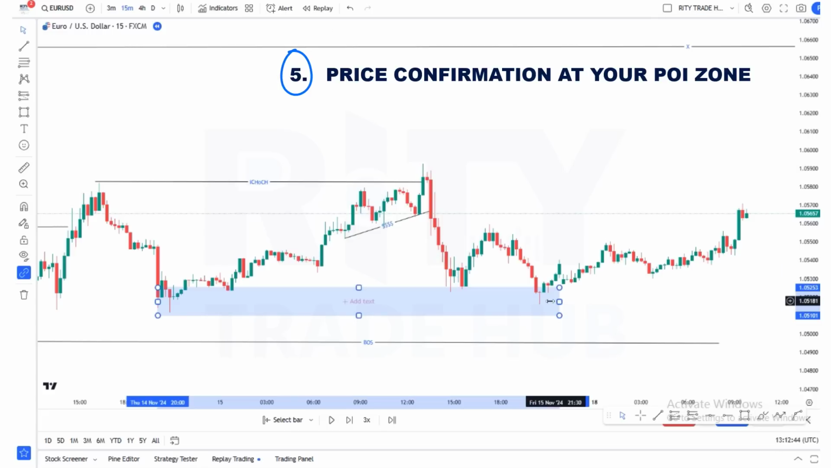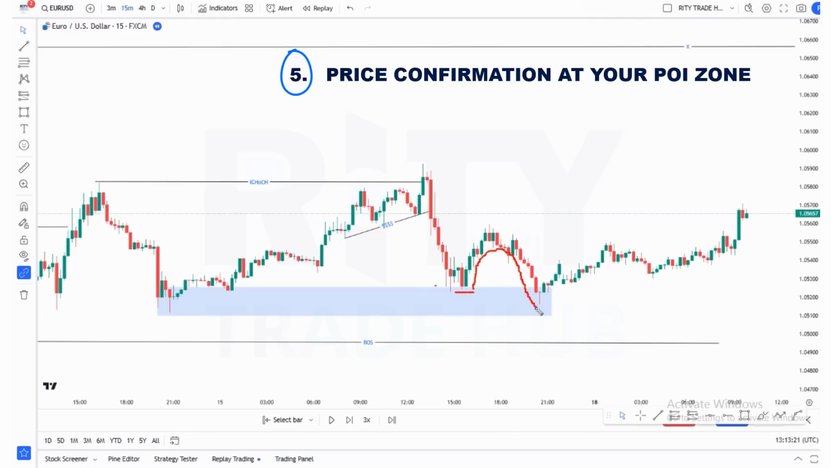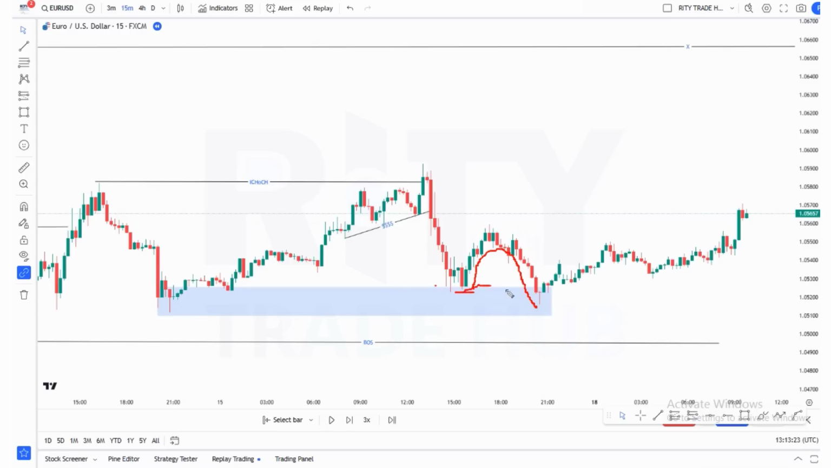Here at our demand zone, as you can see, price did mitigate the demand zone and gave a reaction, then pushed lower, creating a new lower low, indicating bearish sentiment. However, this bearish sentiment does not indicate a change of character for the market to start selling. The reason is because, as you can see here, we have price.